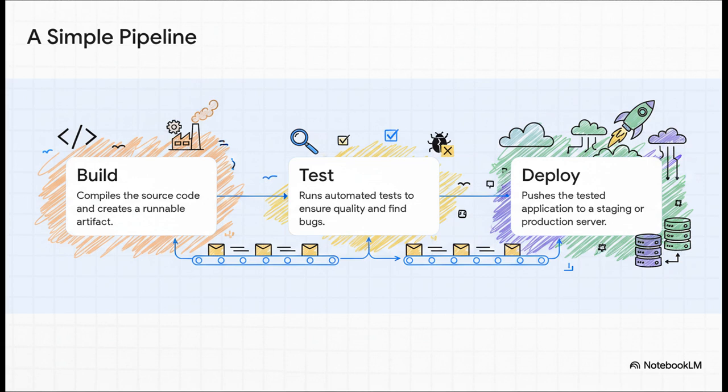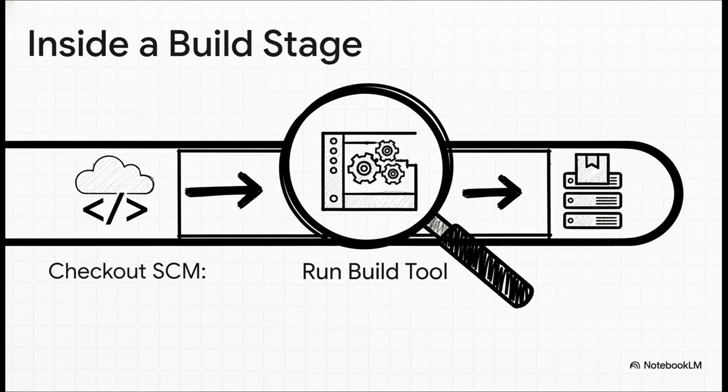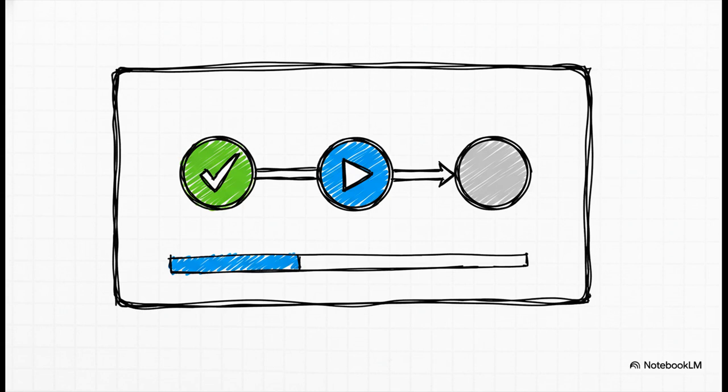Simple as that. And if we zoom in on just one of those stages, let's say the build stage, you'll see it's made up of individual steps. First, it checks out the latest code from your source control system, like Git. Then, it runs a build tool, like Maven. And finally, it saves the resulting file. We call that the artifact, which is the packaged up, ready-to-run version of your app, so it can be used in the next stage.